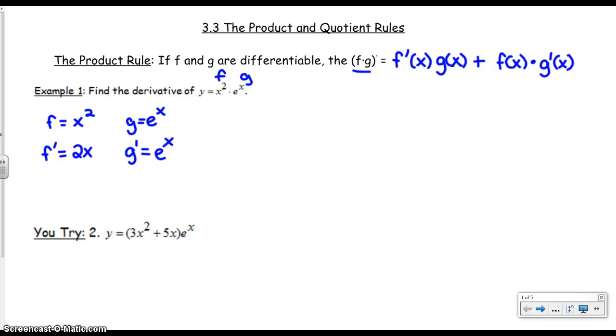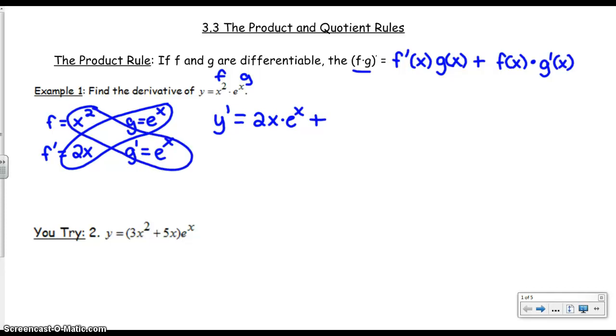So the rule says take f prime and times it by g. F prime times g. So it's sort of a cross multiplication kind of thing. So the derivative of y is going to be 2x times e to the x plus, and then we're going to take the function f times the derivative of g, g prime. So we would have x squared times e to the x.